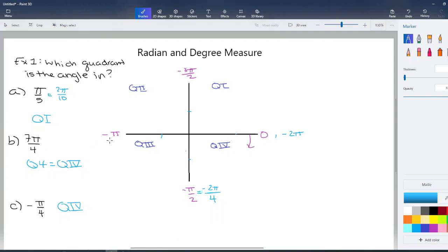So, in the next video, we're actually going to talk about drawing angles in standard position and what it means for angles to be coterminal. Okay, so I will see you guys then.